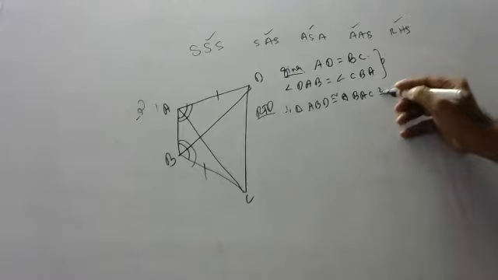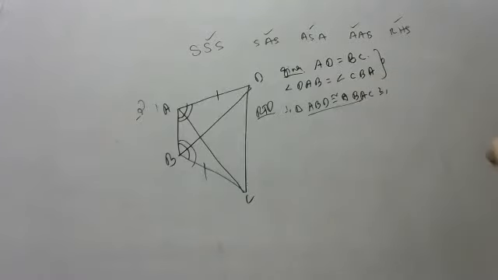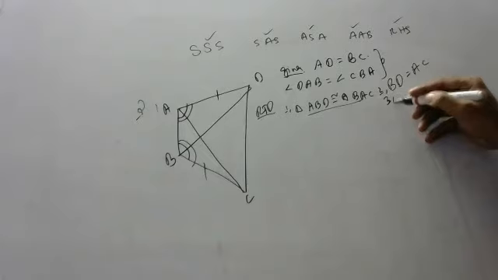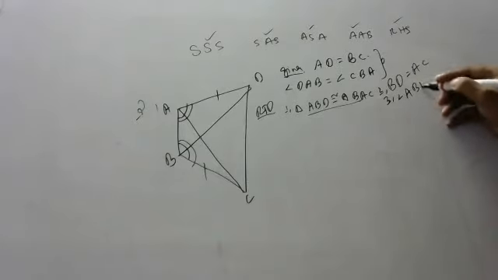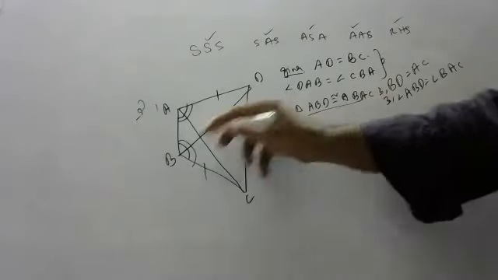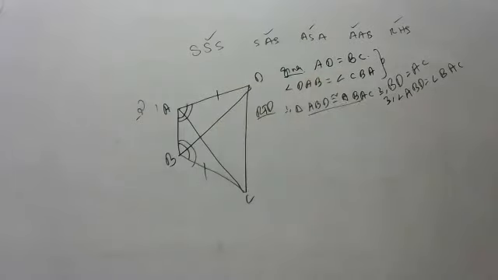This is easy, children. If you know this one, by CPCT the remaining two things he asked you can also prove. BD is equal to AC, that you will get by CPCT only, and angle ABD is equal to angle BAC. This also you will get by CPCT. First step, if you can prove this triangle is congruent to this triangle, we can easily prove the rest.